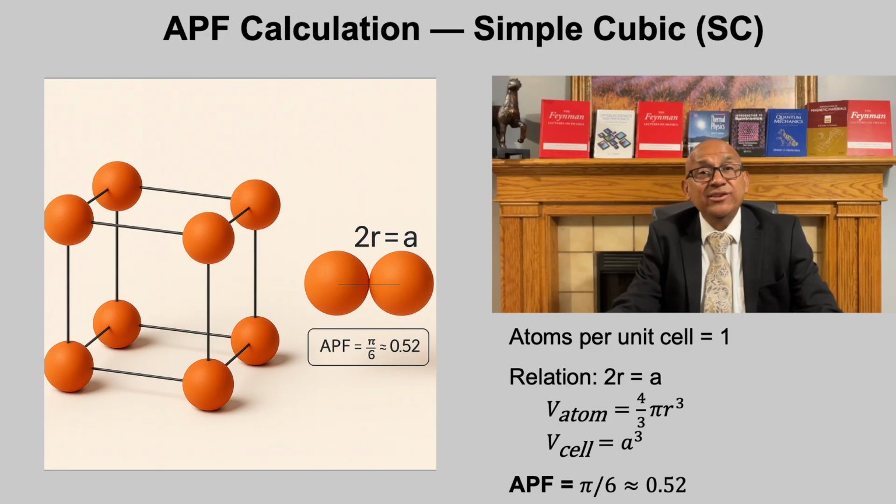Substitute radius equal to a over 2 into the occupied volume. This simplifies to pi times a cubed divided by 6. Finally, divide by the cell volume. The atomic packing fraction equals pi divided by 6, which is approximately 0.52. So, only about half of the unit cell volume is filled by atoms in the simple cubic lattice.